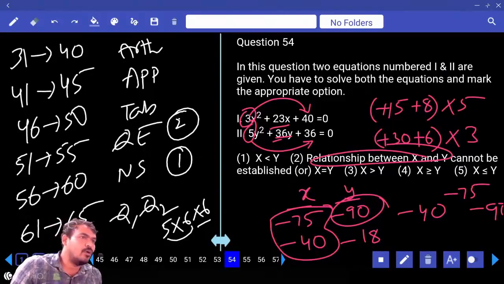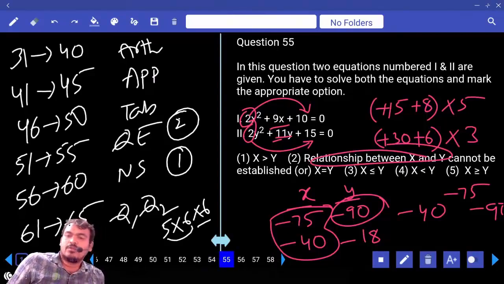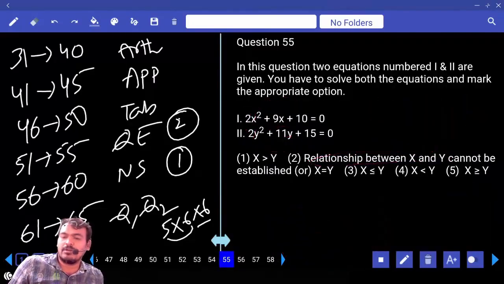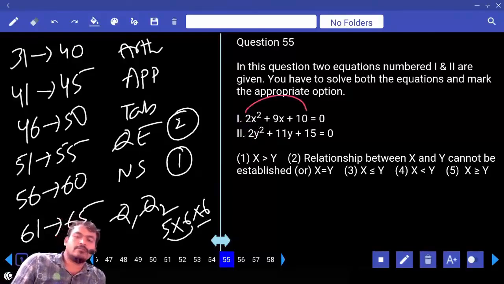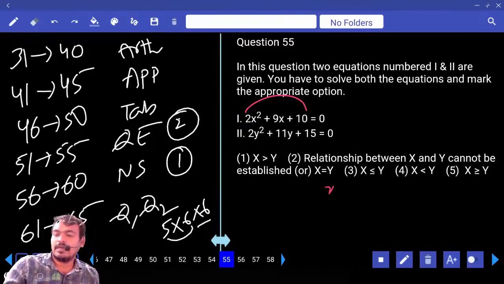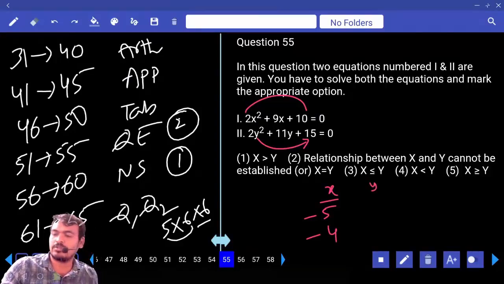Okay. Next question number 55. 2x square plus 9x plus 10 equal to 0. What is the coefficient of x square? 2. Coefficient of y square? 2. Equal coefficients, or not? 2 tens are how much? 20. 5 and 4, or not? X final roots are minus 5, minus 4. 2 into 15, 30. Means 5 and 6. Y final roots are minus 5, minus 6, or not?